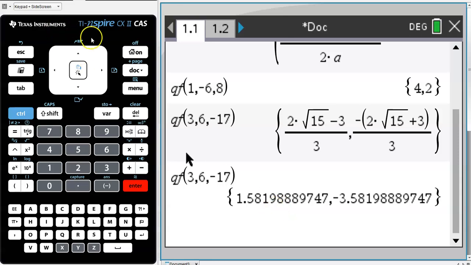And of course, depending upon which model of calculator you have, if you have the CAS model calculator, then you can also use this to identify imaginary number solutions as well.